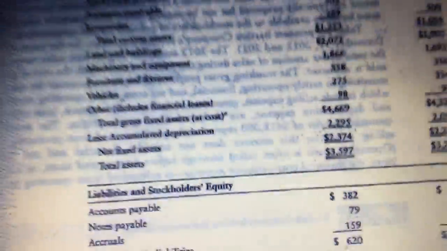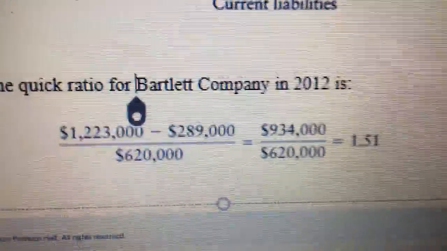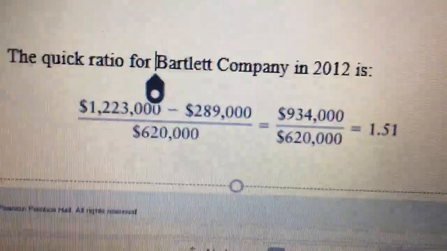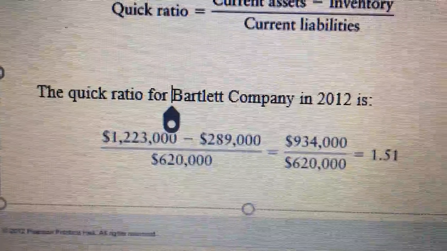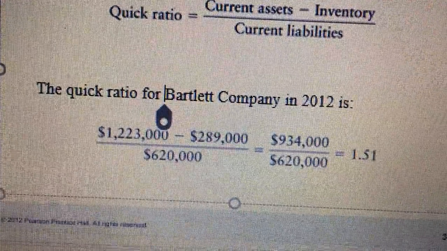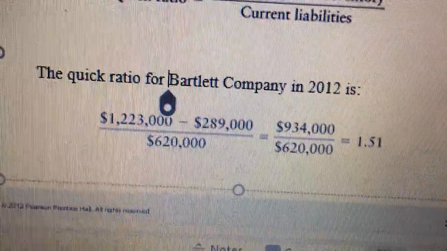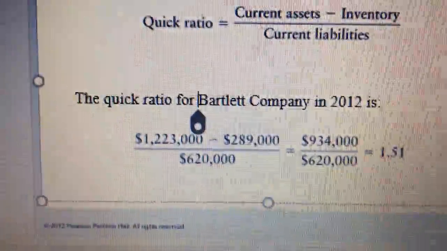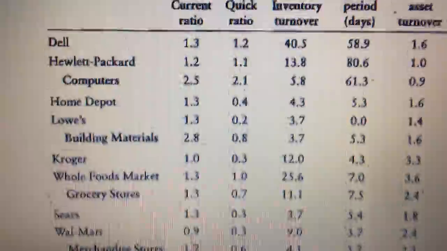Now if you notice, you have 1.51. That means that for every $1 of current liabilities that you owe, you have $1.51 in virtual cash to pay it. So you can pay off your liabilities and have cash left over. That's assuming you subtract out your inventory. So that's good. You want to have at least 1 to 1.